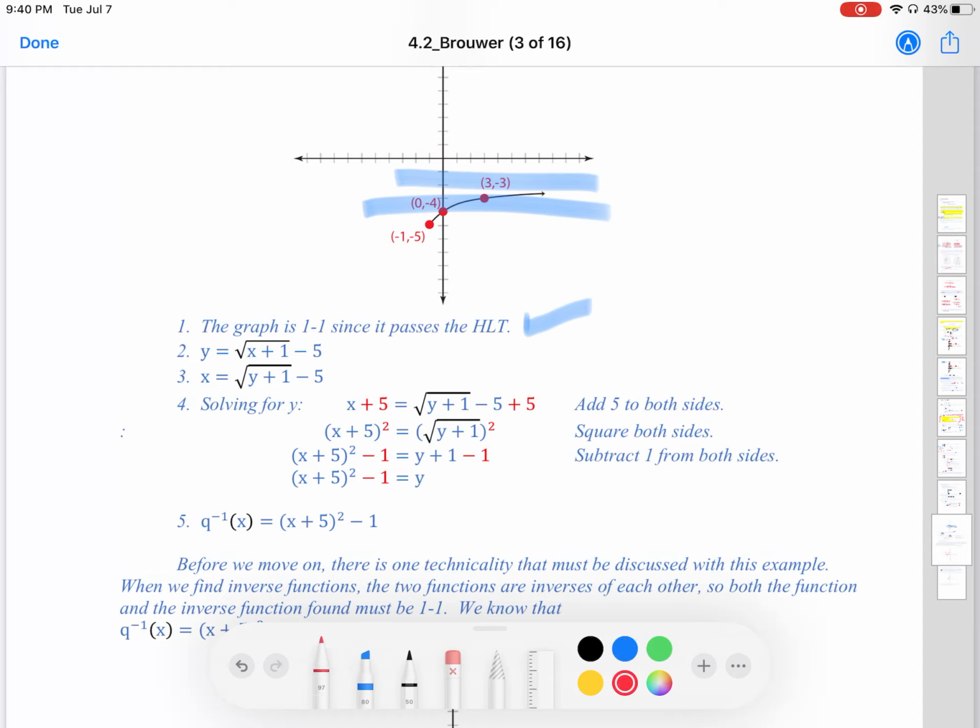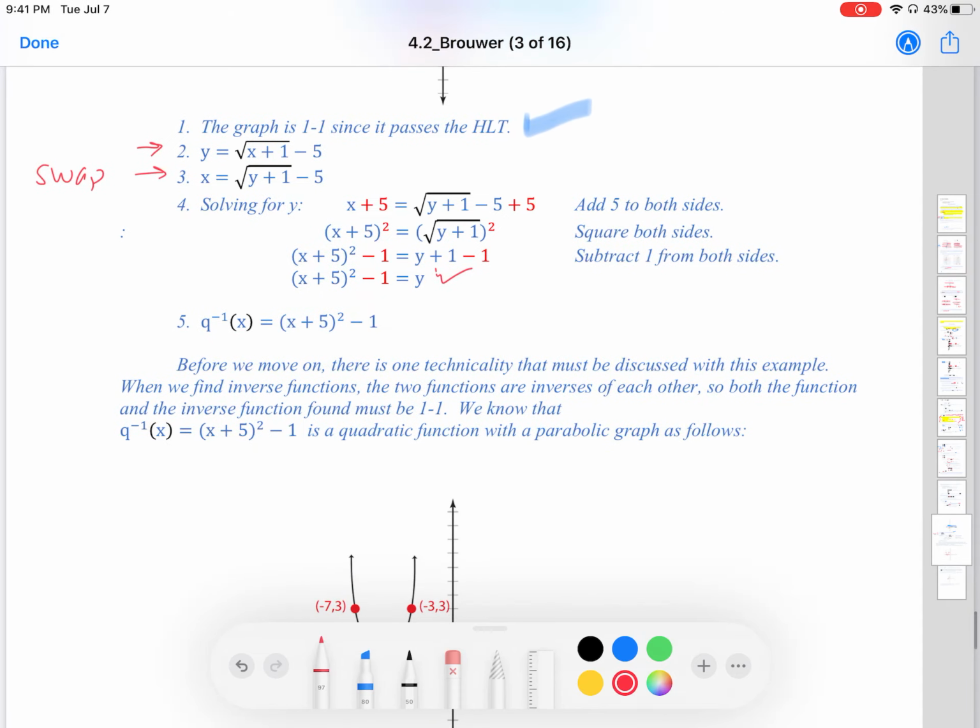So first step, we change f of x to a y, then we swap our x's and y's, and then we want to solve for y. To do so, let's get y by itself. So we subtract 5 from both sides. Add 5 to both sides. And then we want to undo that square root. So we square both sides. And lastly, we subtract that 1. So we're left with y equals x plus 5 squared minus 1. So that is our inverse function.